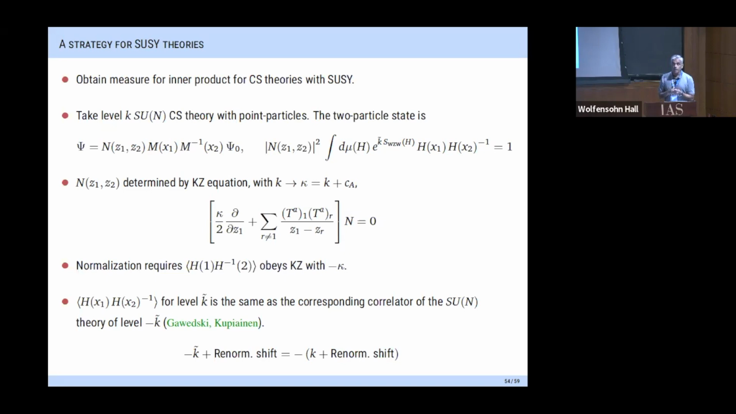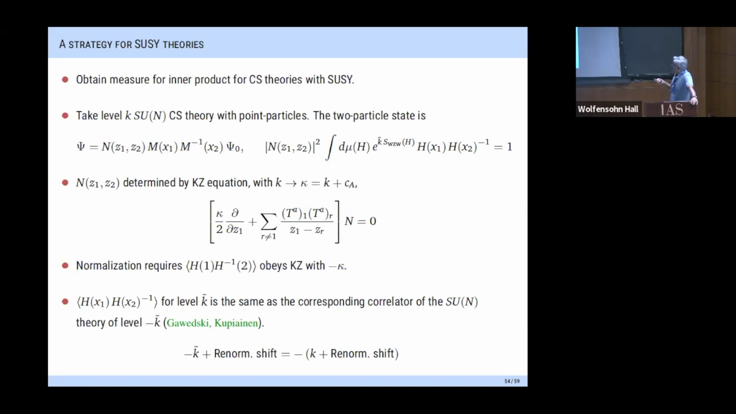So let's consider a level K SU(N) Chern-Simons theory, but with some point particles added, which of course, if you think in a space-time picture, would be Wilson lines. This goes back to the original calculations done in the famous paper by Ed Witten in 1988 and so on. So let's quantize the Chern-Simons theory with point particles added, and look at the two-particle state. The two-particle state is obtained in this fashion. This M is a matrix that I introduced. And why do I need these factors?